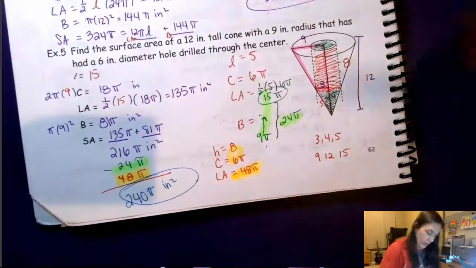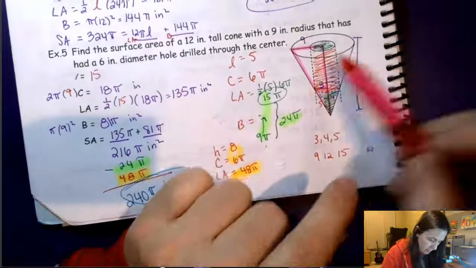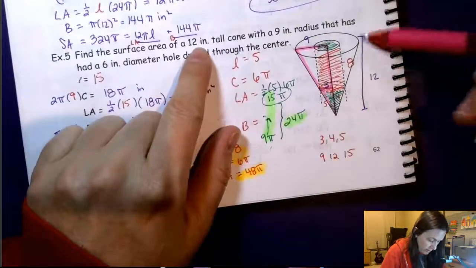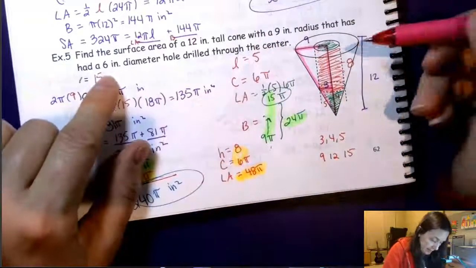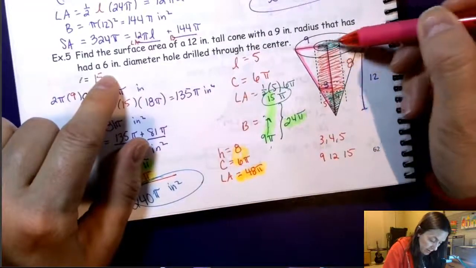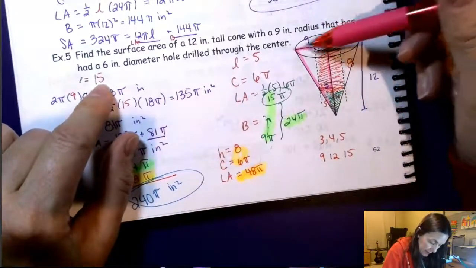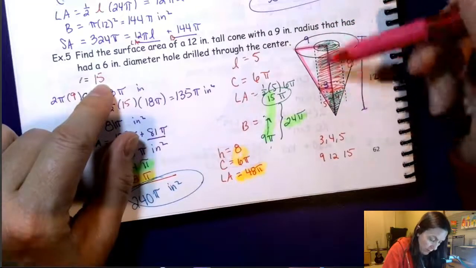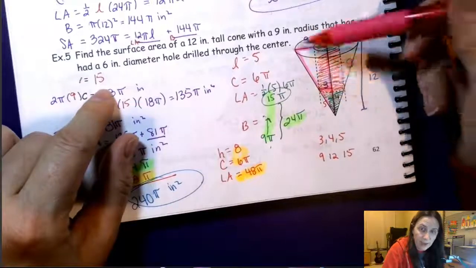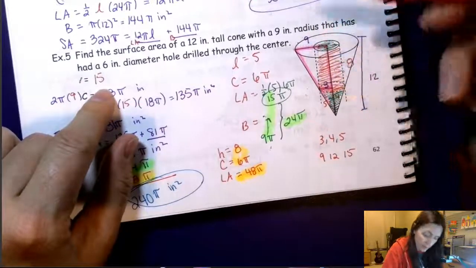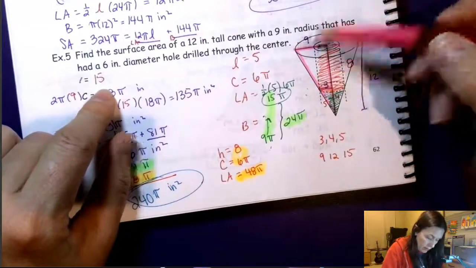You're drilling a hole through all the way. The slant height is 12 inches tall with a 9-inch radius. Has had a 6-inch diameter, so this is 3 inches here because it's 6 inches all the way. So the slant height, if this is 9 and this is 12, 3, 4, 5, 9, 12, 15. This is a Pythagorean triple, this pink triangle here. So 9, 12, use Pythagorean theorem.